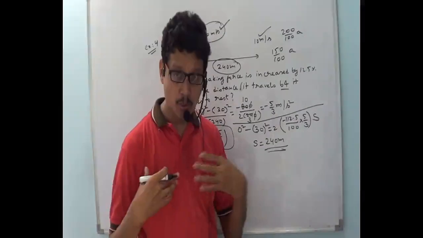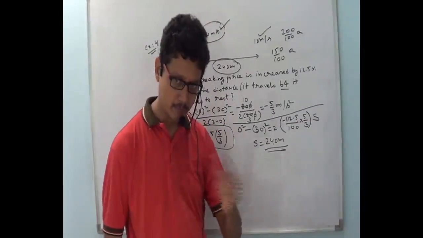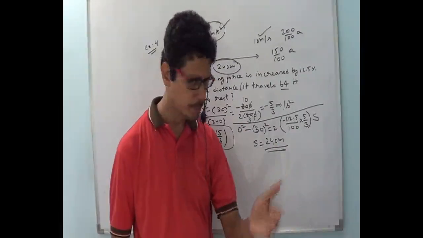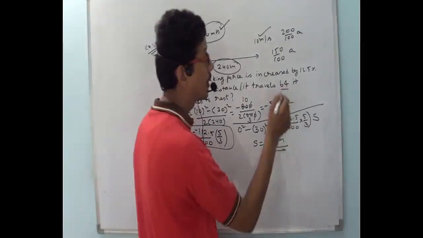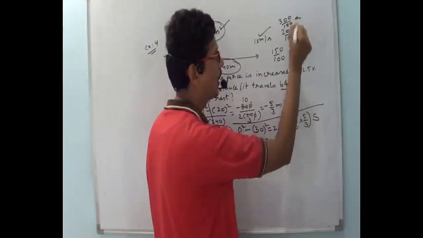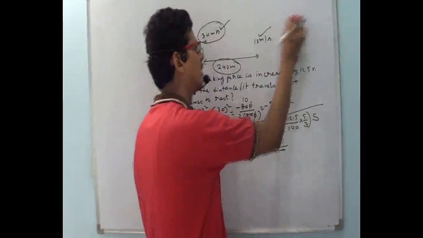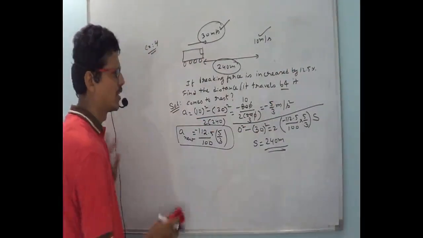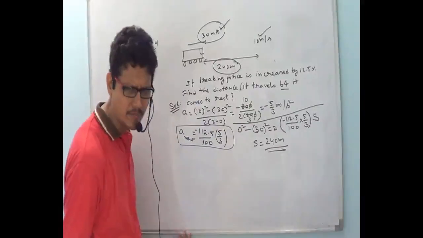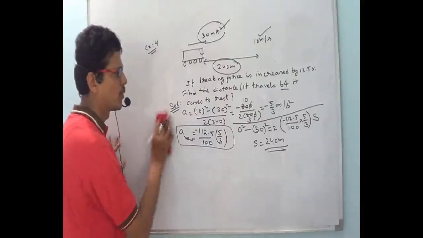Somebody will say that my business got increased 200%. Double. Now it is 2A. Increased by 200% means 300 by 100 into A. Like this you have to write. Okay. So this I am erasing. Very good. Tomorrow we will do those differentiation integration problems, another problem of this kind.